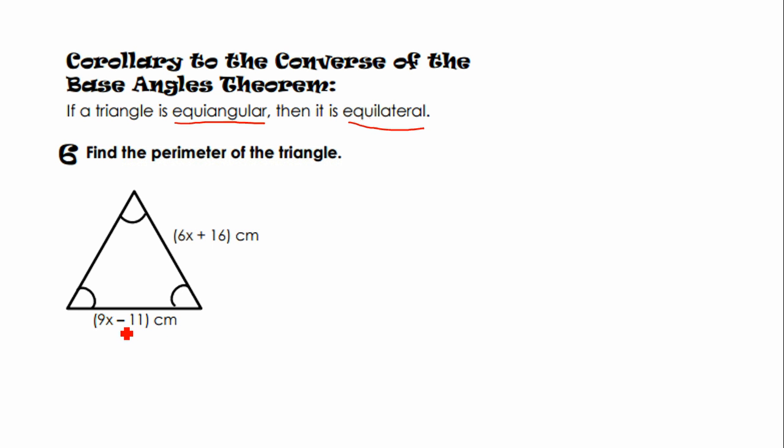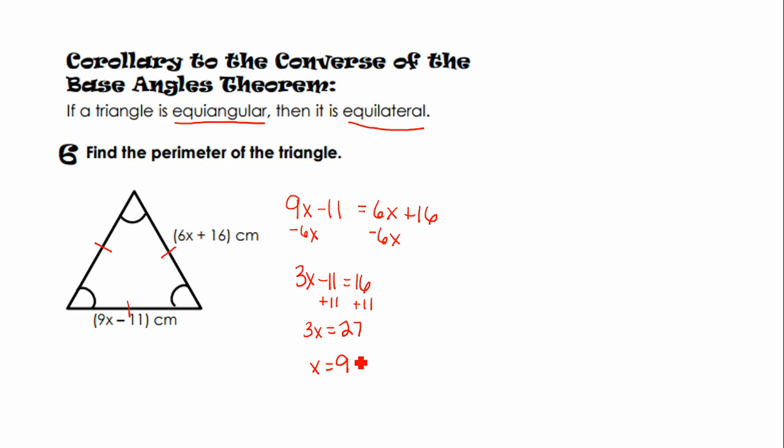So we have 9x minus 11, 6x plus 16. Well, I'm noticing that all 3 angles are the same, that means the sides are the same. That means this side is the same as this side is the same as this side. So that means my 9x minus 11 side will be equal to the 6x plus 16 side. And now we'll go ahead and solve for x here. We'll end up with 3x minus 11 equals 16. Add 11, we'll have 27 equals 3x, so x equals 9.